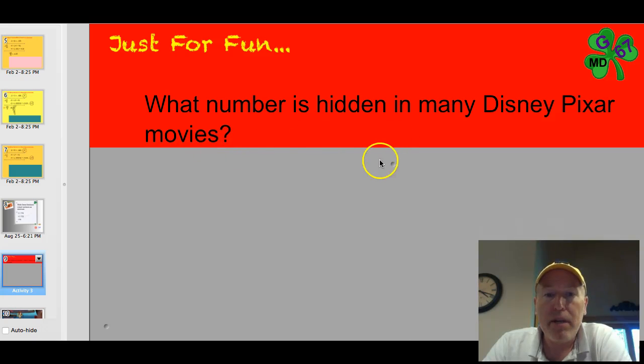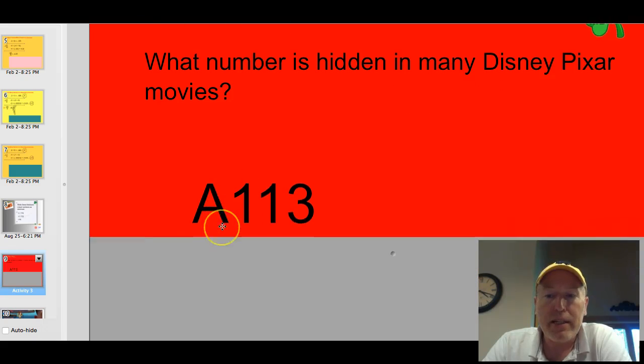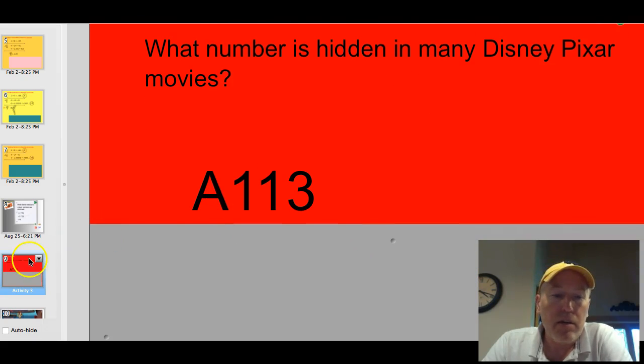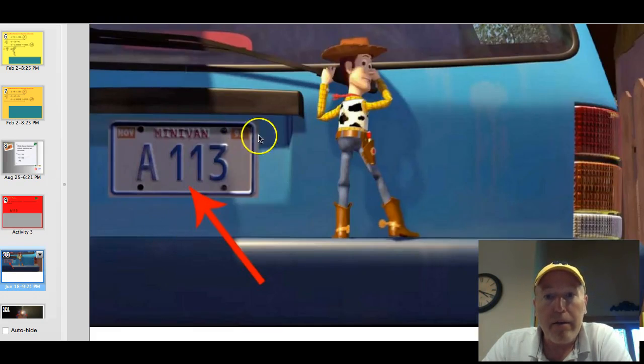What number is hidden in many Disney Pixar movies? Good old A113. Yeah, I didn't believe it either. This is from my son Connor. He has all kinds of miscellaneous knowledge floating around his head. Here it is in Toy Story.